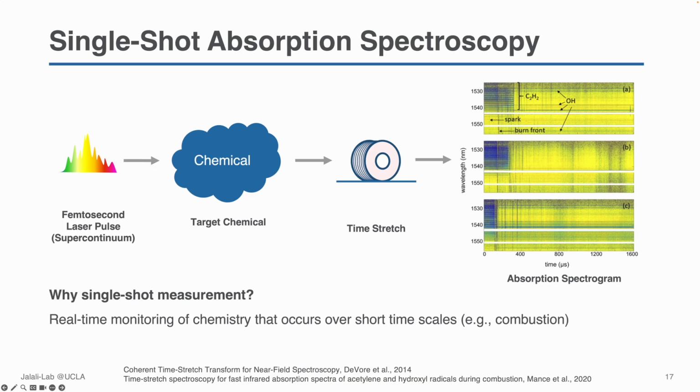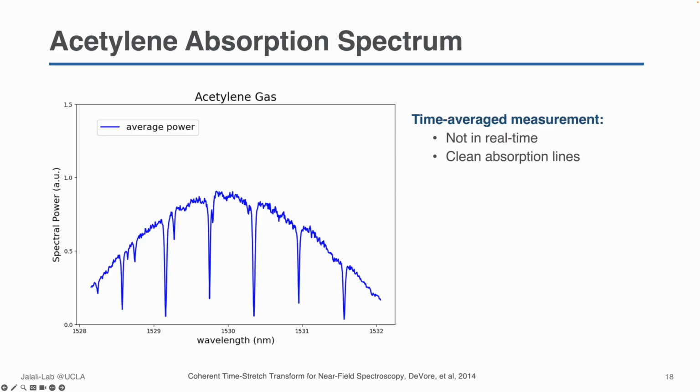In the single-shot absorption spectroscopy, the femtosecond laser pulse is injected into the target chemical as the modulation. We can then observe the absorption spectrum in single shot by utilizing the time stretch technique. This is useful for real-time monitoring of chemical dynamics over very short timescales, for example, in the study of combustion.